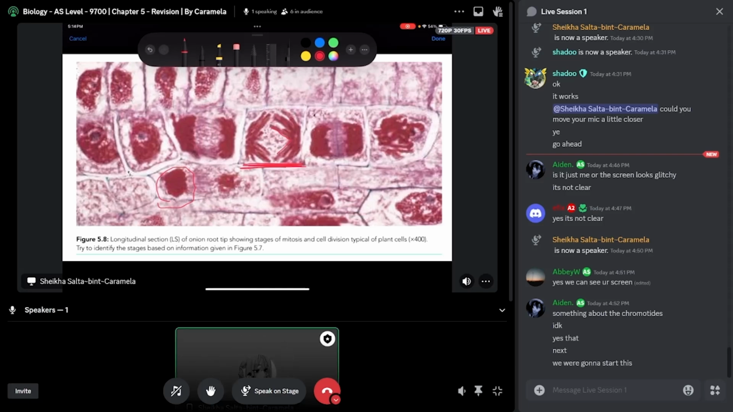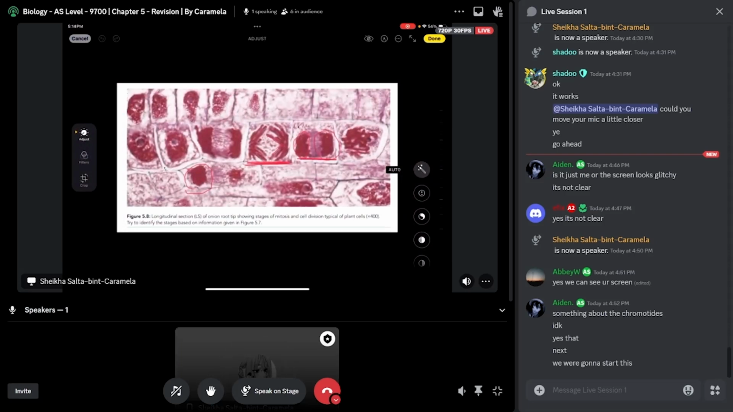This is your cytokinesis happening here. As you can see, they have started to coil up on two ends, and the cell membrane has started to form as well. The cell wall is forming in this because these are plant cells.